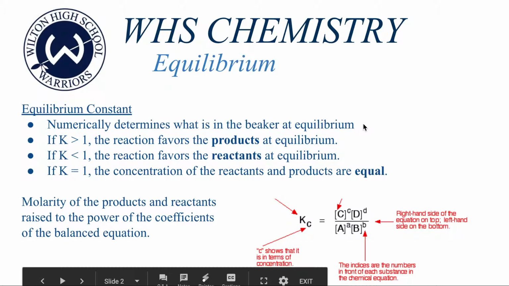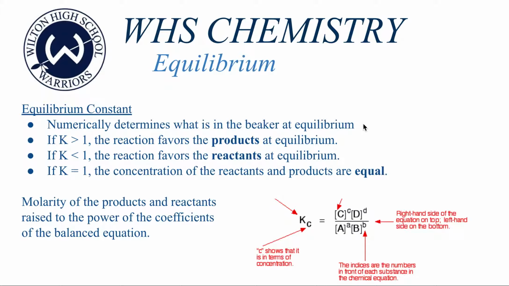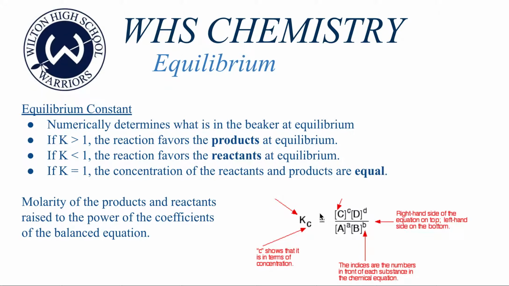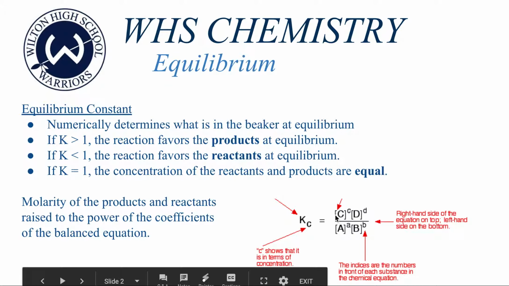So the equilibrium constant, which we call K, numerically determines what is in the beaker at equilibrium. So here's the equation down here. Kc, and we'll talk about Kc or Kp, the different subscripts that you can have, is equal to the concentration of the first product to the coefficient of the balanced reaction, and the other product to the coefficient, over the concentrations of the reactants to the coefficient of the balanced chemical equation. So molarity of the products and reactants raised to the power of the coefficients of the balanced equation, exactly what I just said.